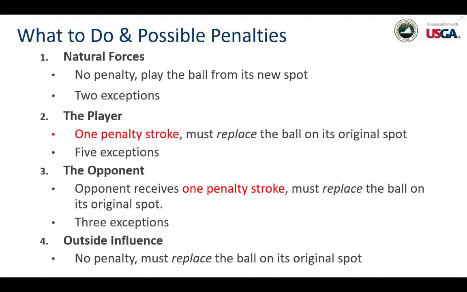Next, an outside influence. Next, an opponent. So if our opponent moves our ball at rest, they are going to receive one penalty stroke. And either way, we must replace the ball on the original spot. There are three exceptions here. So the times that it wouldn't, these exceptions would not be included.